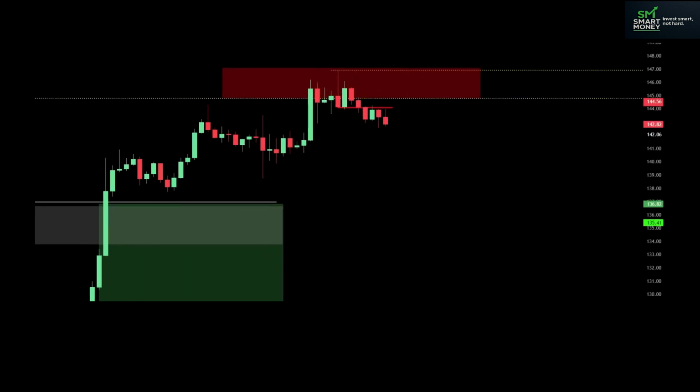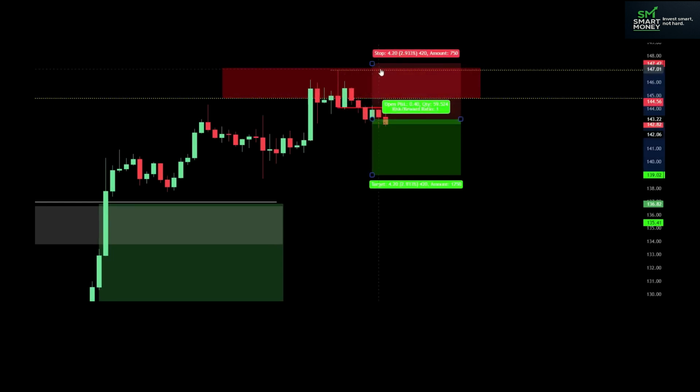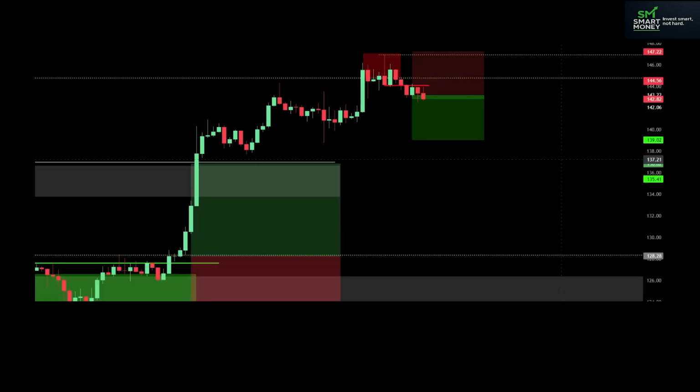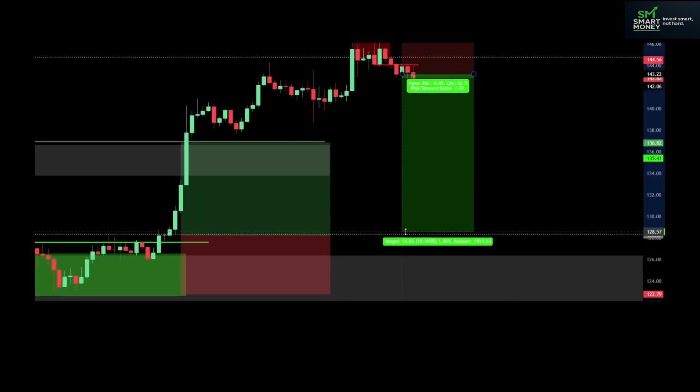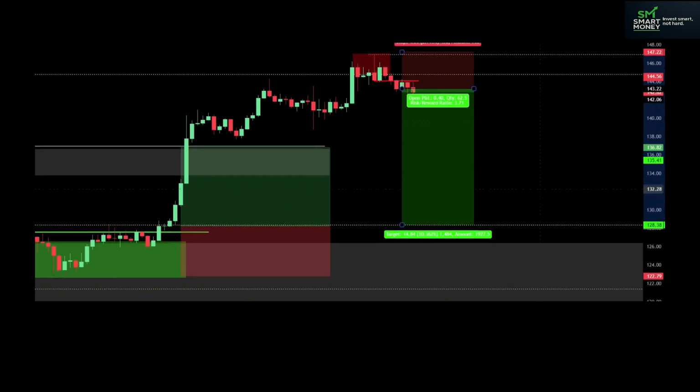So price has just broken this structural point. And then we're going to look for an entry at the candle closure under the CISD. Stop loss goes above the manipulation, the swing high points. And once again, we can target the low of the range. We can target all the way down to the weekly lows.